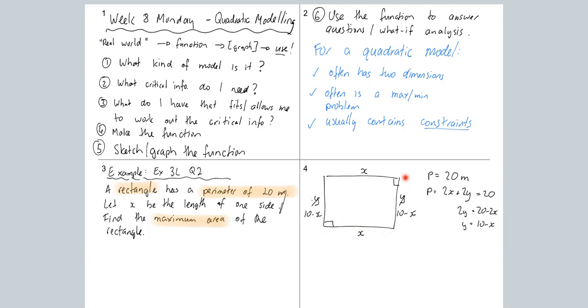If the whole perimeter is 20 meters, then half of the perimeter must be 10. And so we're going to have these two sides equaling 10 meters. So if that one's x, that must be 10 minus x. So you can do it by eye sometimes as well. You can use the constraints to figure out the unknowns.